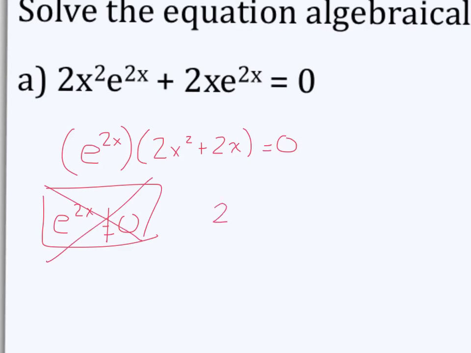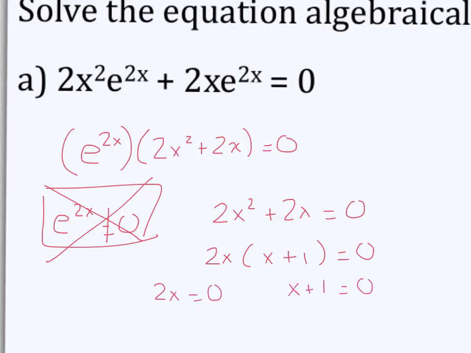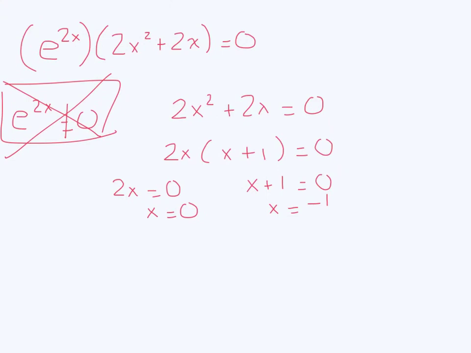And now I have 2x squared plus 2x equals 0. Let's simplify that. I can factor out a 2x, and then I get x plus 1 equals 0. And I have two solutions from here. I have 2x is equal to 0, and I have x plus 1 equals 0. So here x equals 0, x equals negative 1. Both solutions work in the given, so the solution set to this one is negative 1, 0.